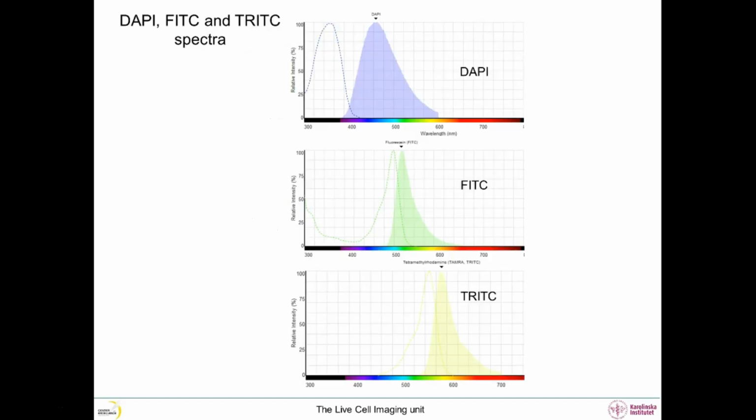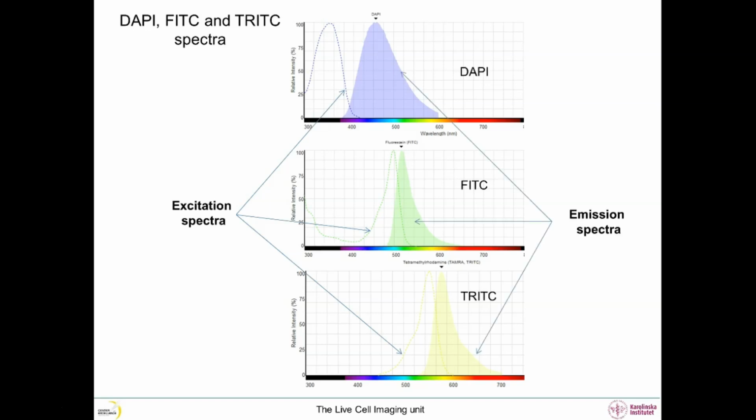Let's go back to our example. Here are the excitation and emission spectra of the three fluorophores in our sample. For each dye, two curves are shown. The line on the left is the excitation spectrum, and the line on the right is the emission spectrum.